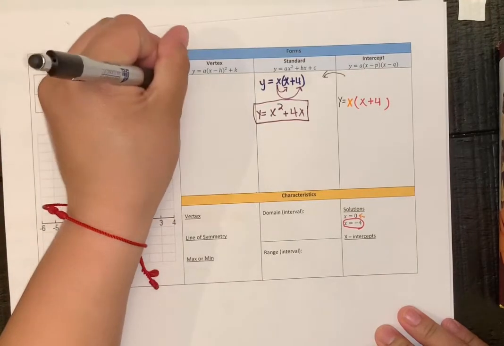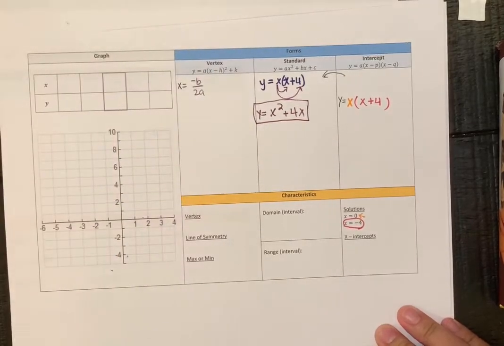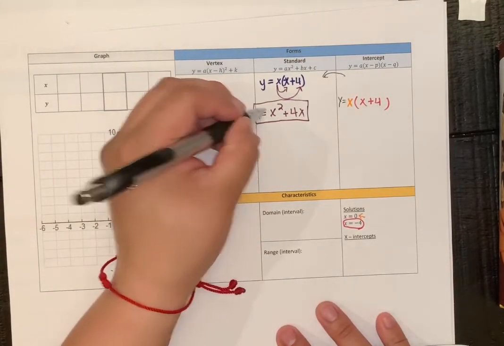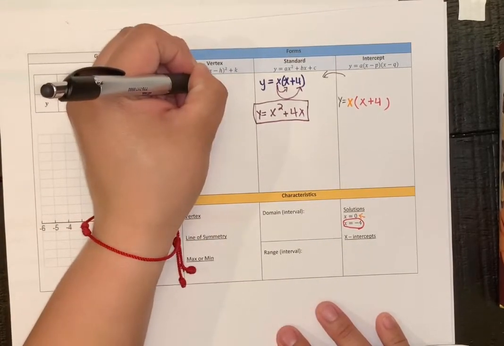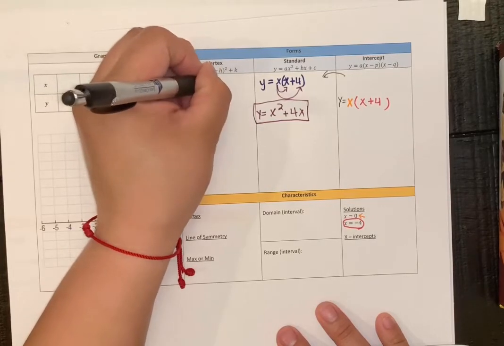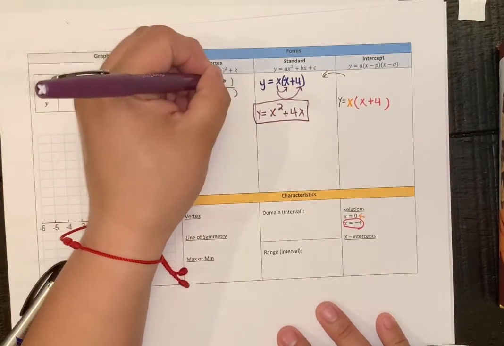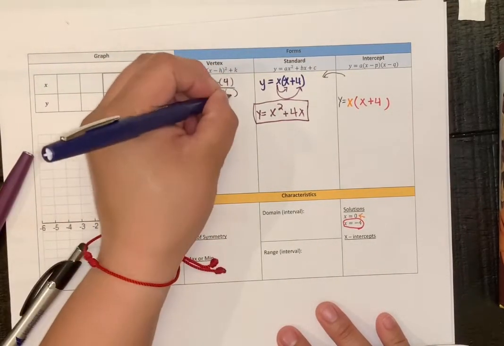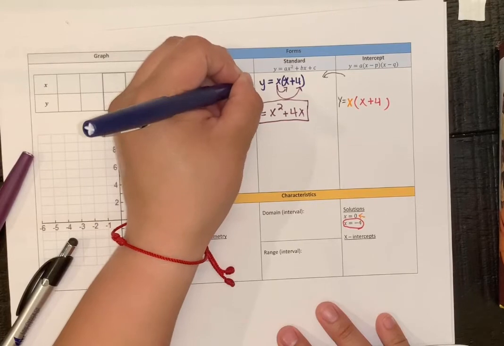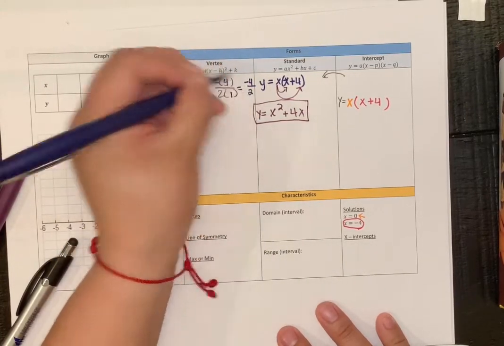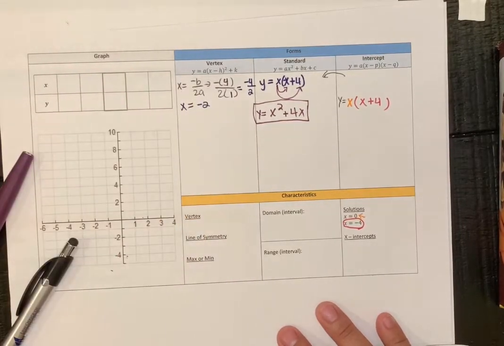Our vertex formula is x equals -b over 2a. Now, remember, our a in this case would be 1, and our b would be 4. So I'm going to go ahead and replace my letters with the numbers. So b is 4, and a is 1. We have a negative with a positive 4, which becomes negative 4, and 2 times 1 is 2. Negative 4 divided by 2, x equals negative 2.